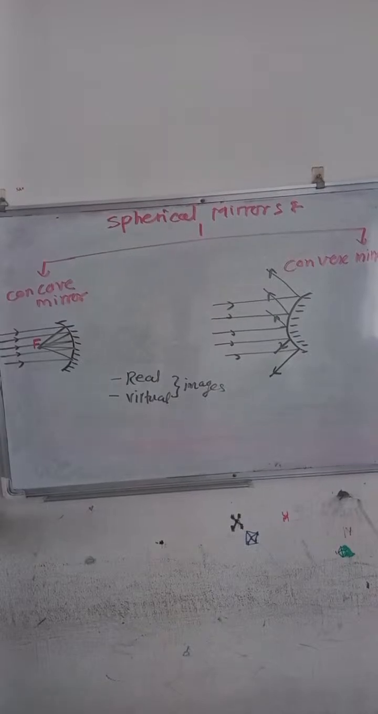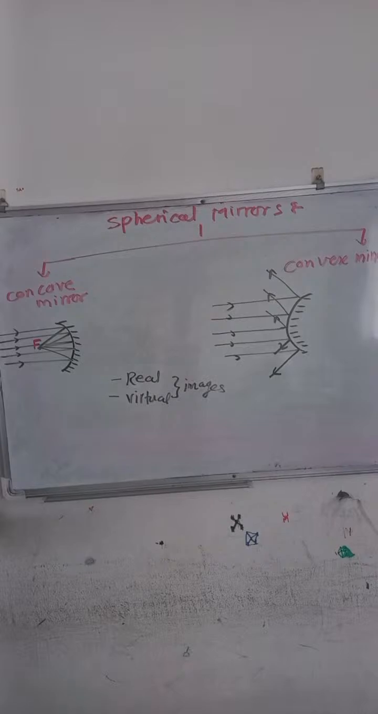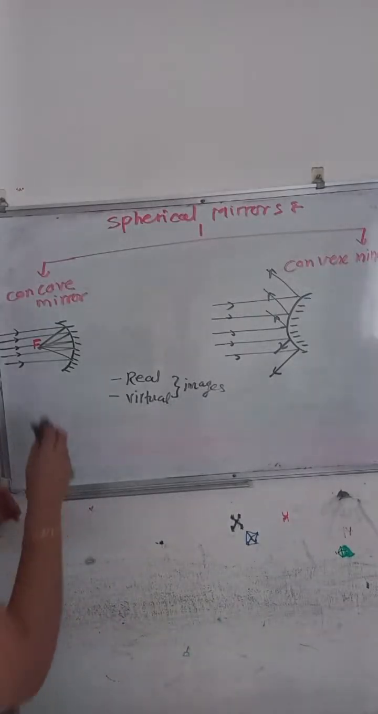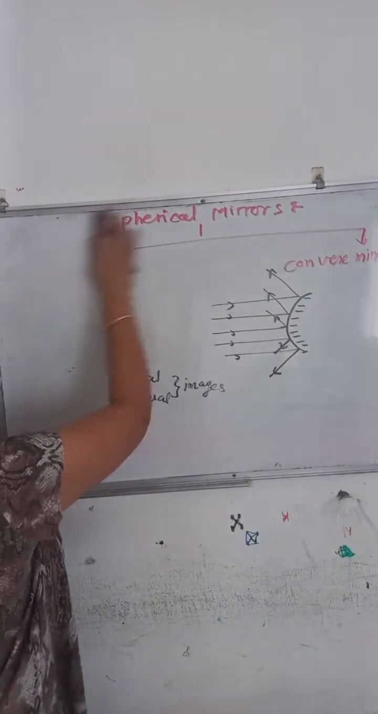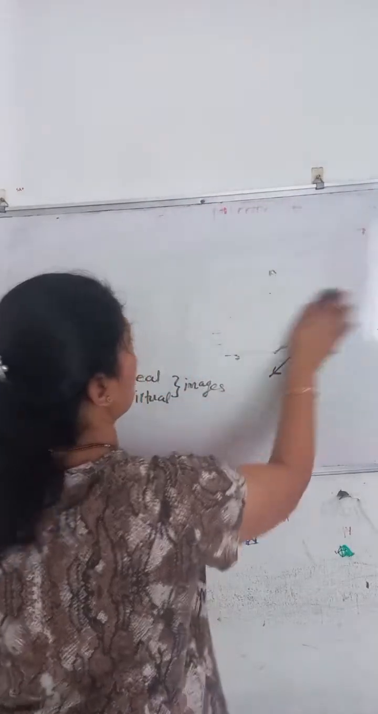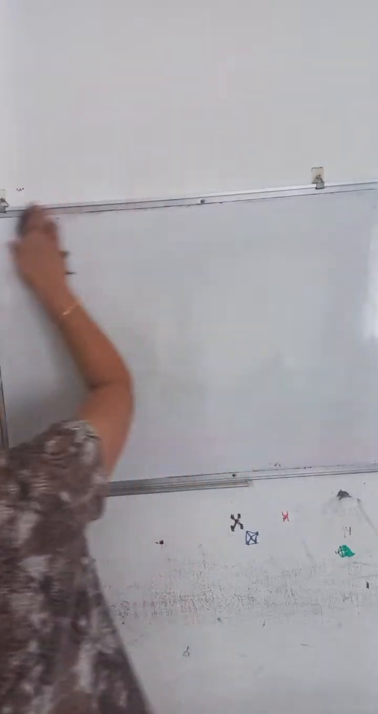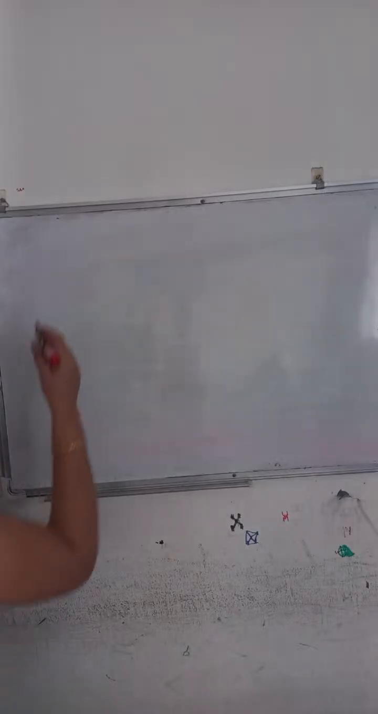Just wait. Where is my duster? Yeah. So now make two columns and write down the differences.